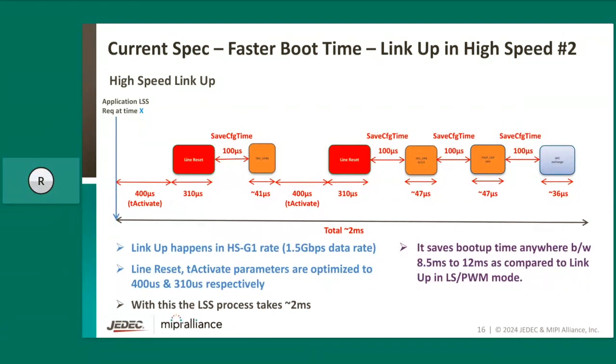So we can see that the boot-up time is being reduced by anywhere between 8.5 milliseconds and 12 milliseconds. That is one of the primary gains we will have when we move to the UFS 4.0 solution. We can go to the next slide.